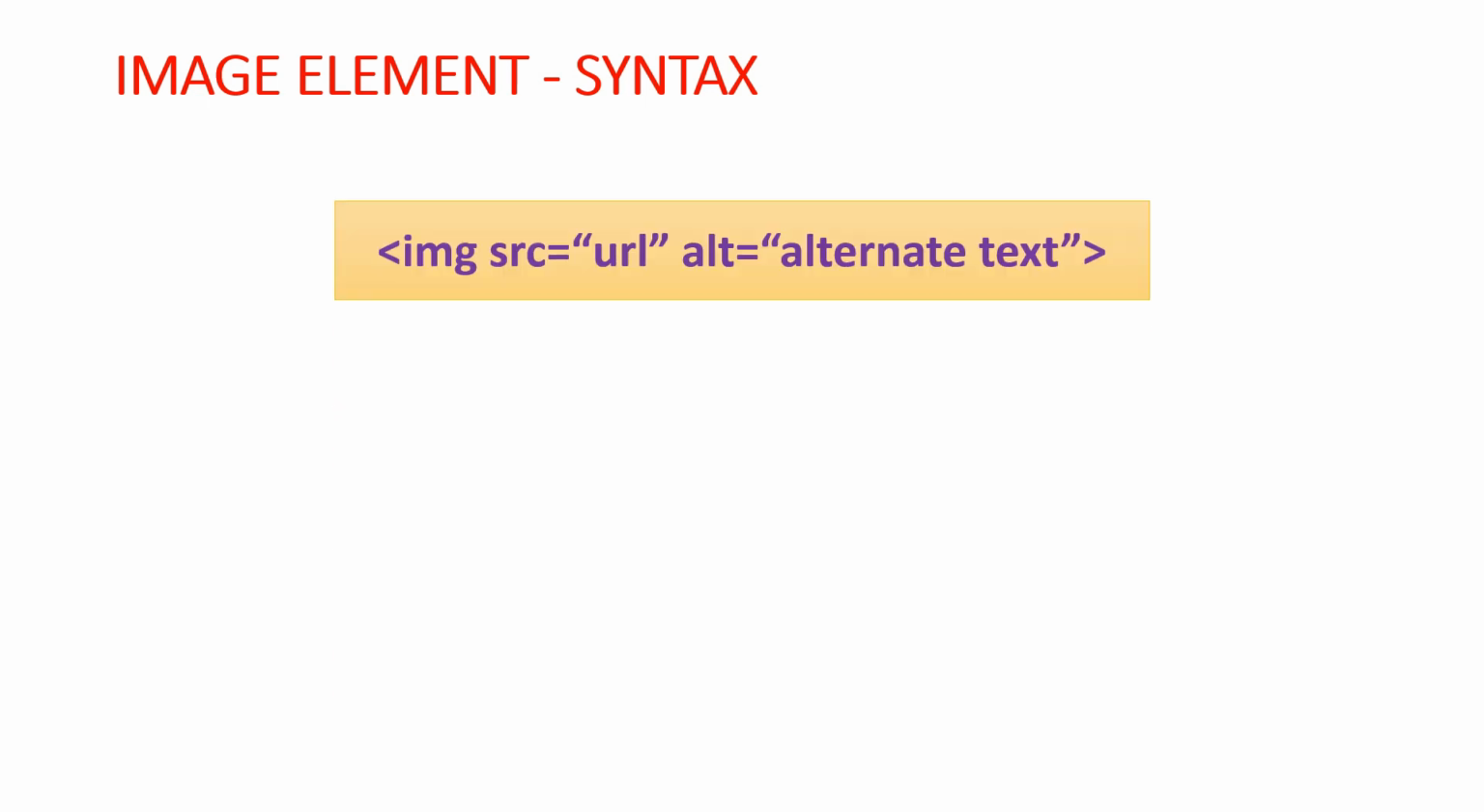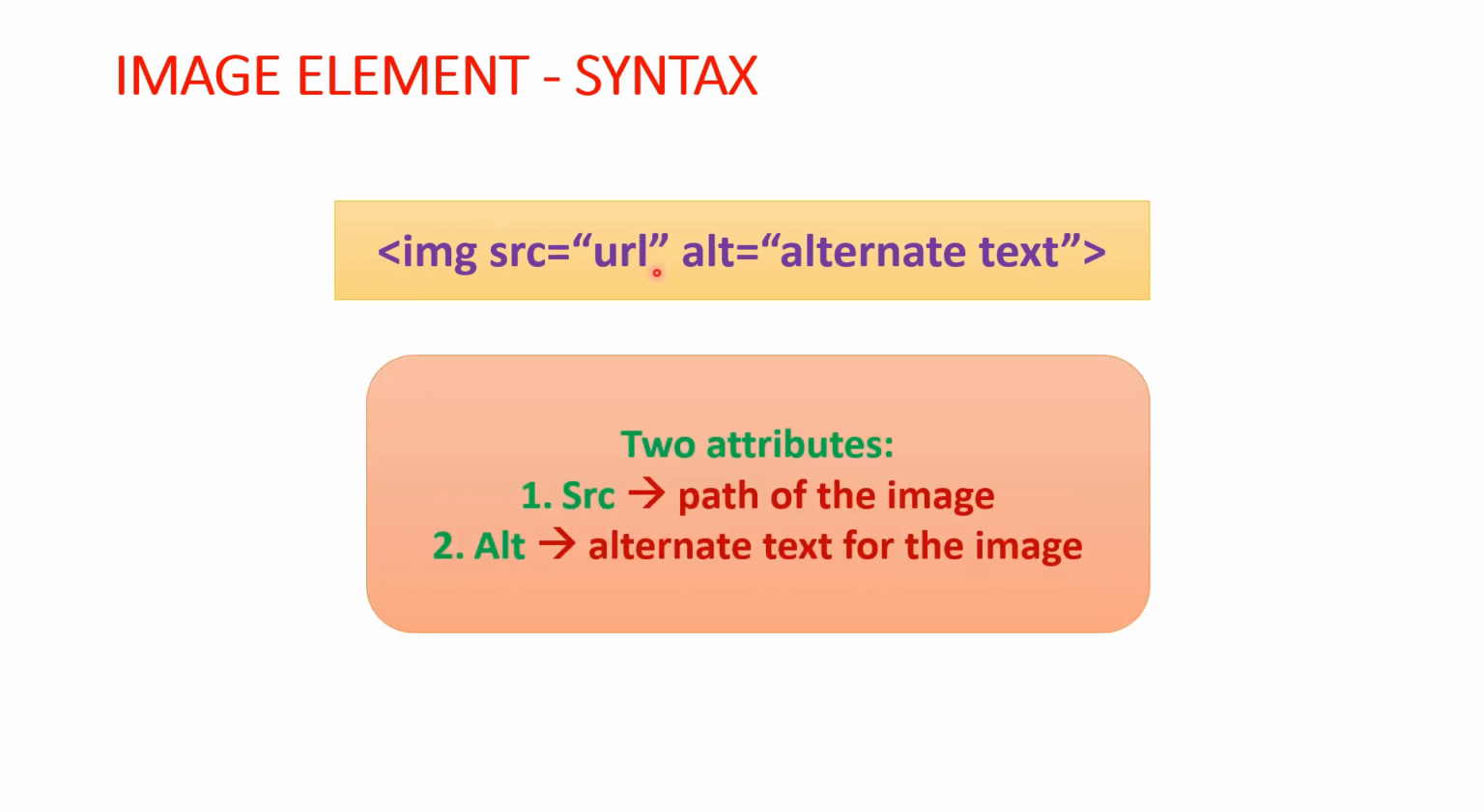Let's see the syntax of the image element. The image element contains the image tag. It has two attributes: one is source and another one is alt. The source attribute is used to define the path of the image. The alt attribute is used to define the alternate text for the image. Let's see that in action.